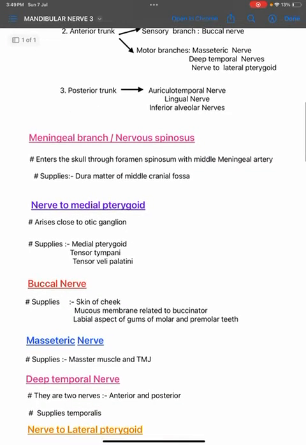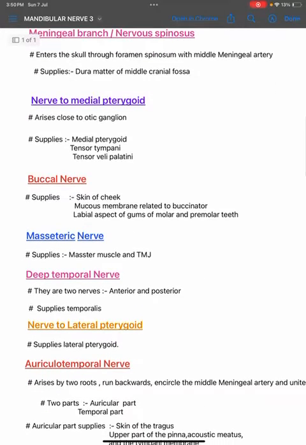First, the branch from the main trunk, the meningeal branch or the nervus spinosus. After its formation, this branch enters back into the skull through the foramen spinosum. And it supplies the dura mater of the middle cranial fossa. As the name indicates, the meningeal branch supplies the meninges. And when it passes through the foramen spinosum, it passes along with the middle meningeal artery. The nerve to medial pterygoid supplies three muscles: medial pterygoid, tensor tympani, and tensor veli palatini.